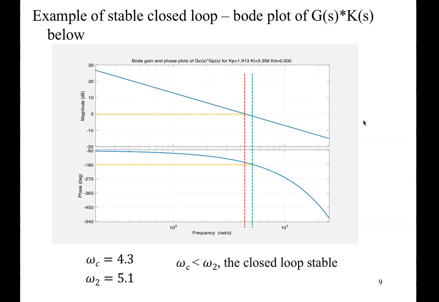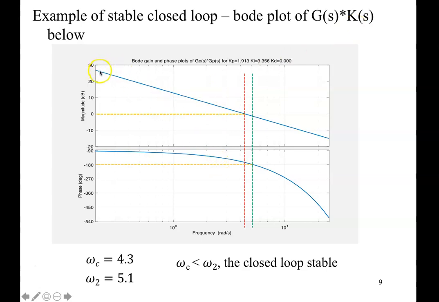Now I've shown you here in this diagram, the blue lines are the magnitude plot and the phase plot of an open loop transfer function. That's the open loop, that's G times K. So that's a plant and K. G(s) is the transfer function of the plant, K(s) is the transfer function of the controller. So I have the magnitude plot, I have the phase plot.